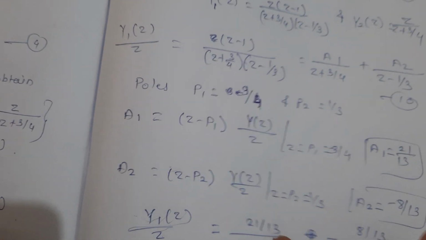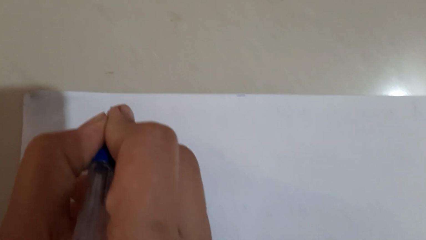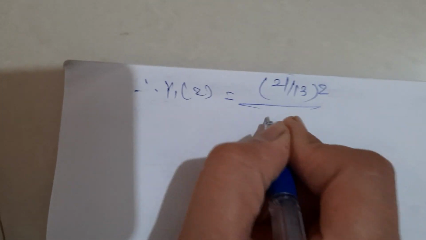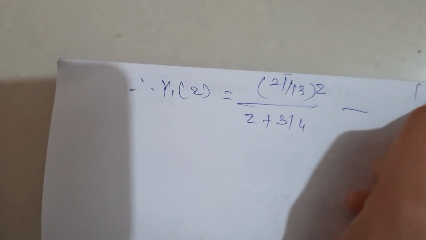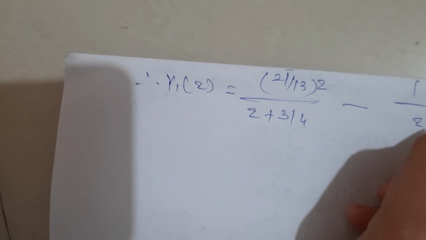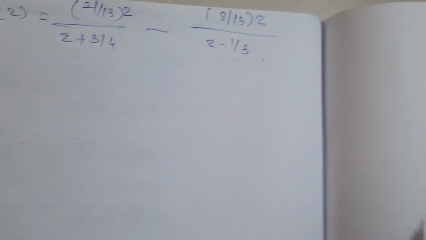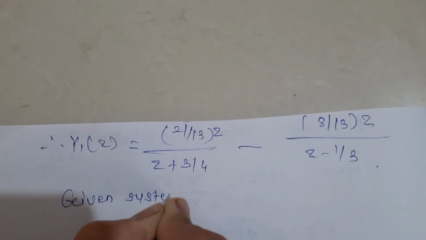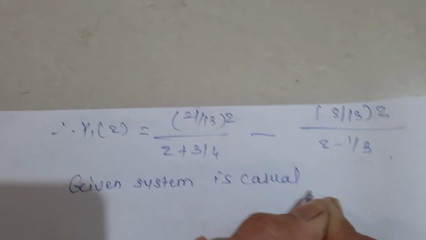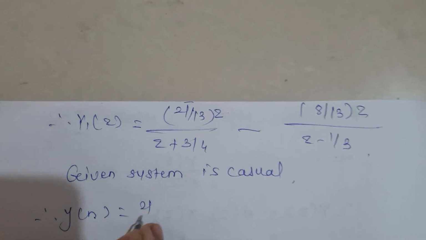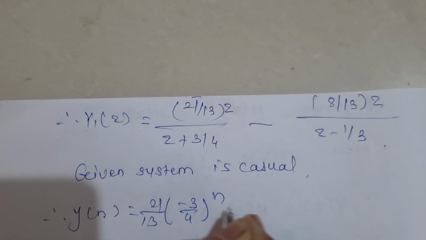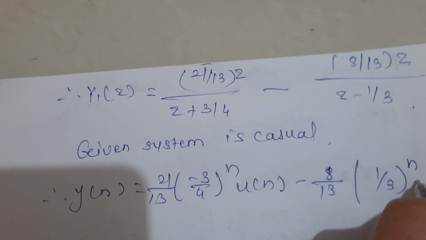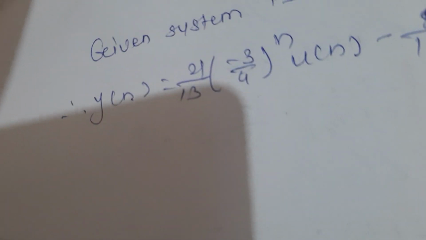Therefore y1 of z is equal to 21 by 13 z by z plus 3 by 4, minus 8 by 13 z by z minus 1 by 3, for the given system. This is equation number 11.